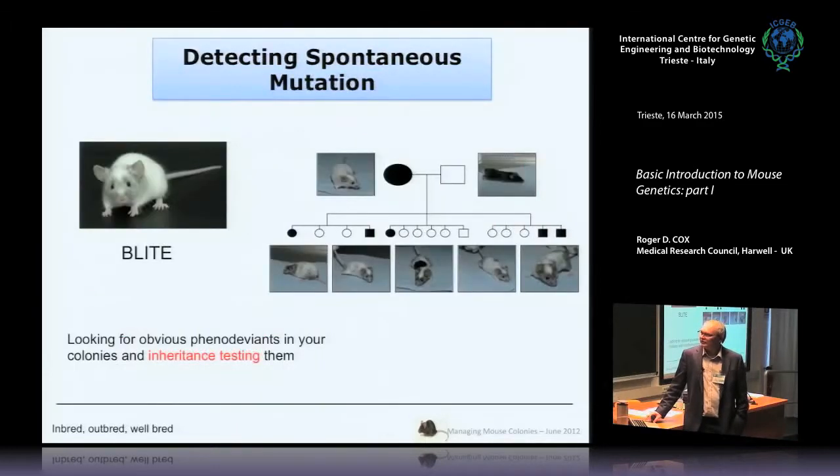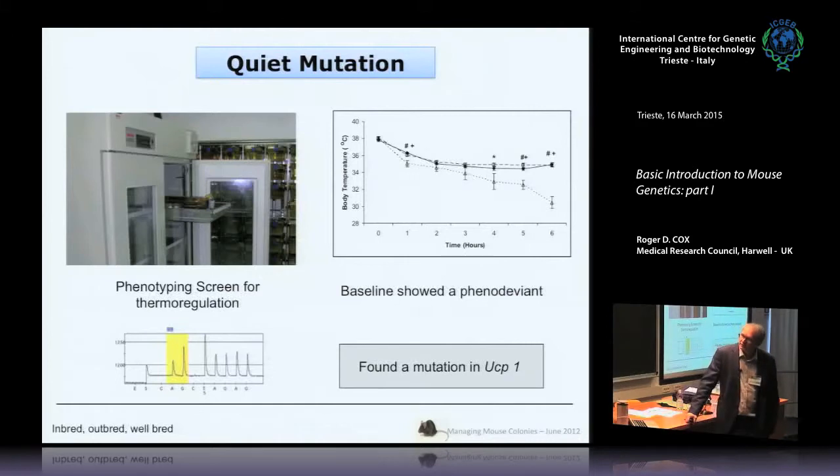So this is coat colors. This is an obvious phenodeviant in that they have these black and white splotches that are segregating in the colony. We had one in a colony, it was a black 6 colony actually, and you don't know about this mutation until you look for it.